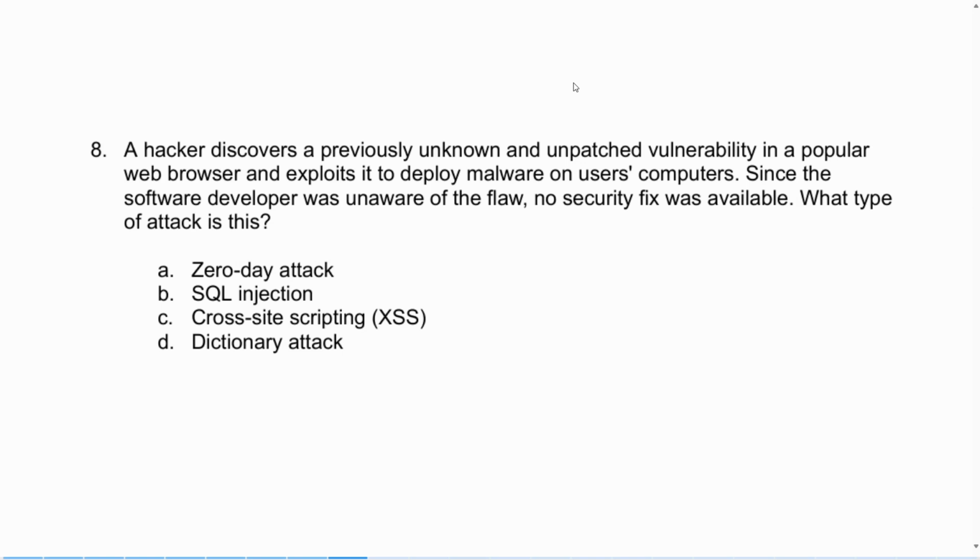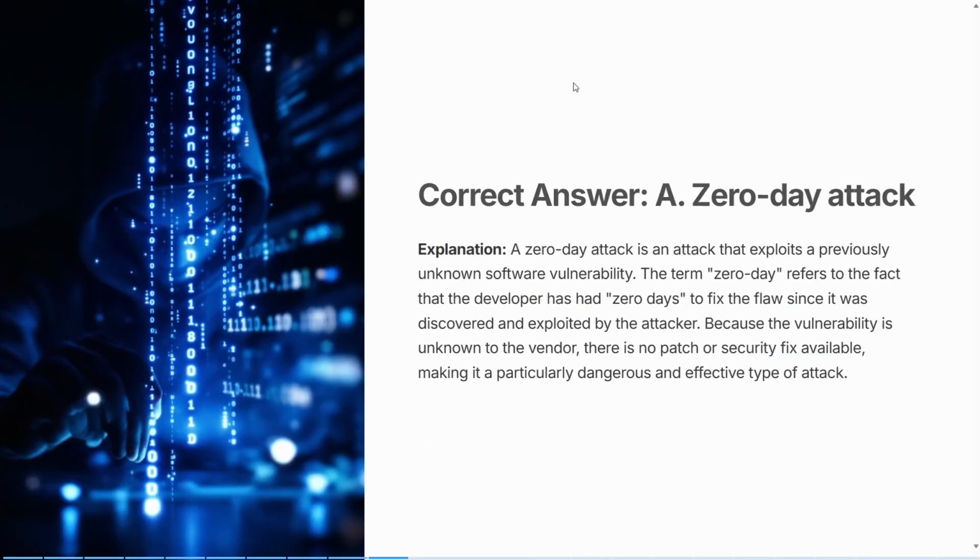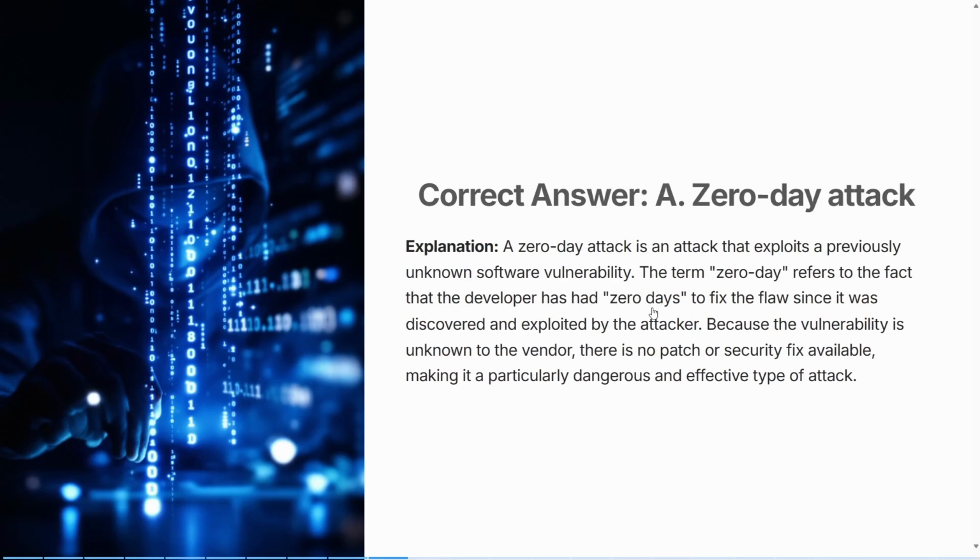The answer is coming in 3, 2, 1. That's right, your answer is a zero-day attack. Now, a zero-day attack is an attack that exploits a previously unknown vulnerability. Zero-day basically means that no one knows about this. The developer had 0 days to fix the flaw because no one even knew it existed. The first time anyone found out about it is when the hacker actually initiated this attack.